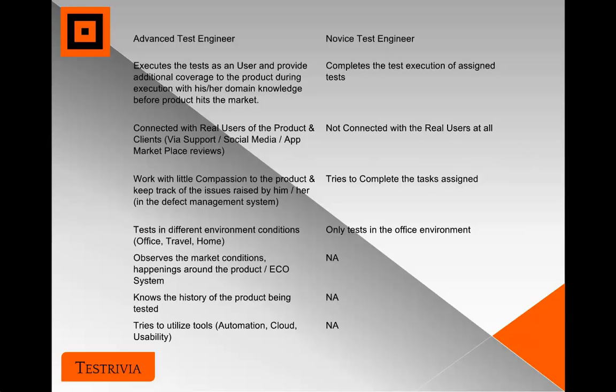Work with compassion for the product and keep track of issues raised by you in the different defect management systems. You see a defect, you write it, and then you forget it, and you never check what happened to that issue. Is that really fixed? How many percent of the users will be affected if that issue is kept open and you release the product? You will never do that if you are a simple novice tester. You will just try to complete the task assigned to you, that's all.